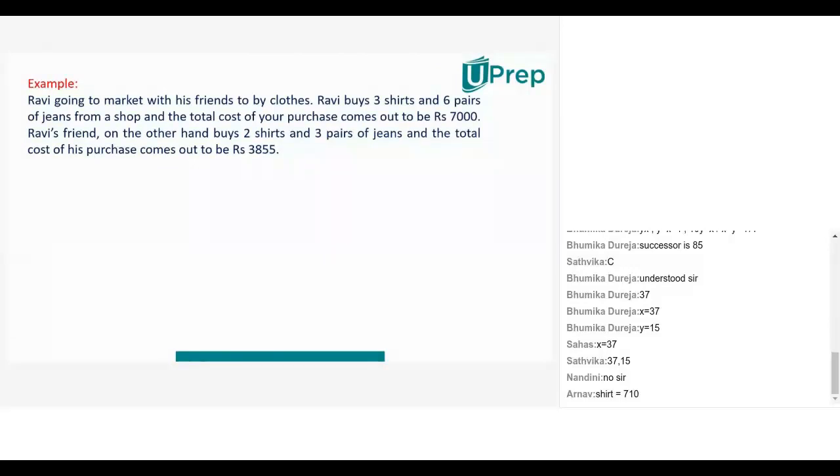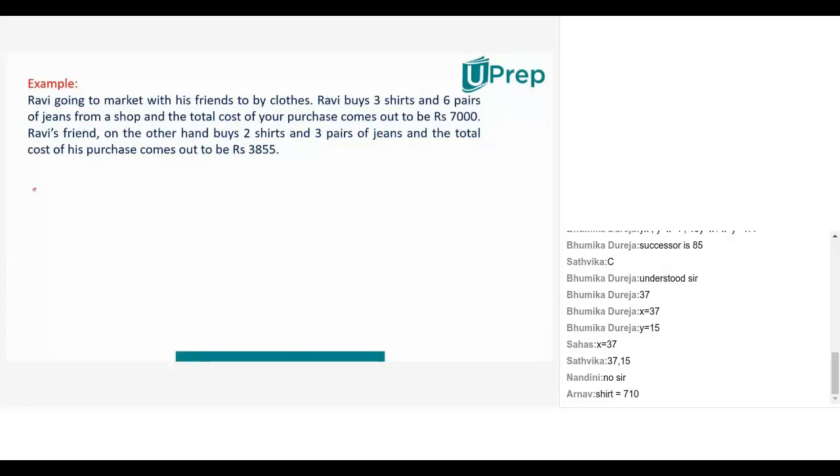The price of shirt is 710 rupees. Perfect. Your price of shirt is 710 rupees. That's a perfect answer. What about the pair of jeans? Sir, 811. 811 approximately. Yes, approximately 811. Perfect answer. Anyone else? Arnav has given the answer.